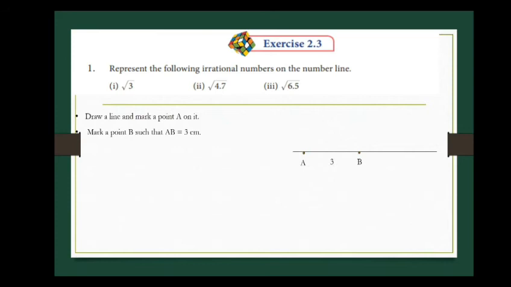After this, what do we have to do? We have to measure 1 centimeter from B and mark that point C on the same line. So we have got AB 3 centimeter and BC 1 centimeter. Totally we got AC as 4 centimeter. Now we have to find the midpoint of AC.